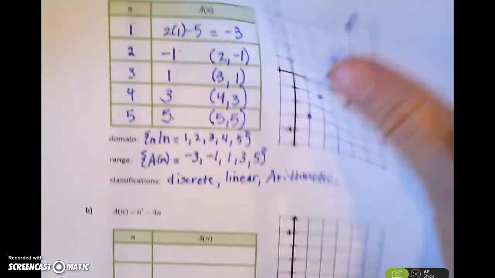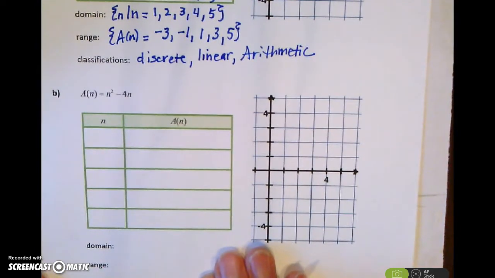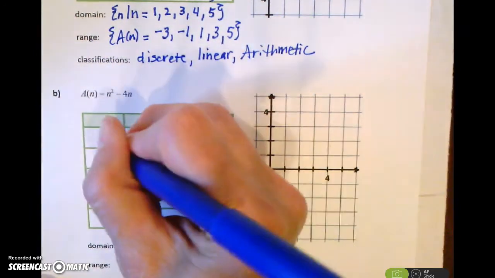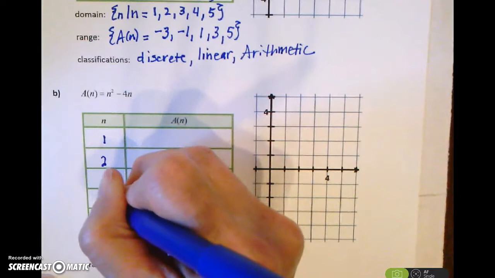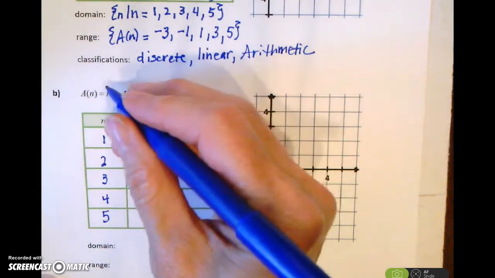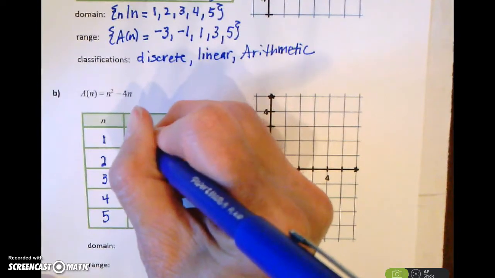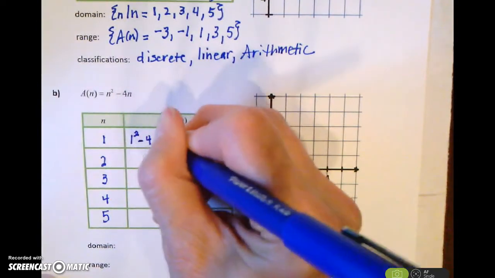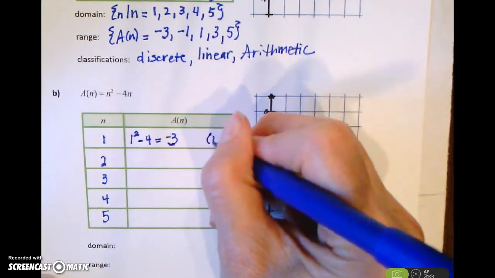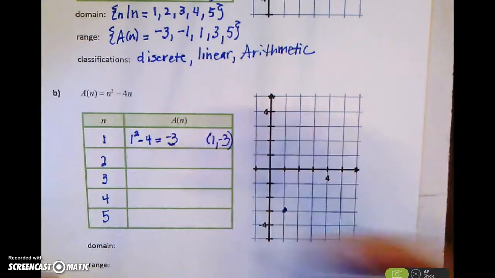All right, so then let's go to B. So for B, I have the function rule, a of n is equal to n to the second power minus 4n. So again, I want the first 5 terms, so 1, 2, 3, 4, and 5. I'm going to figure out each term by plugging 1 into the rule. So I'm going to have 1 squared minus 4, so that's 1 minus 4, which is equal to negative 3. So I have the ordered pair 1, negative 3 to plot. Started the same as the last one.